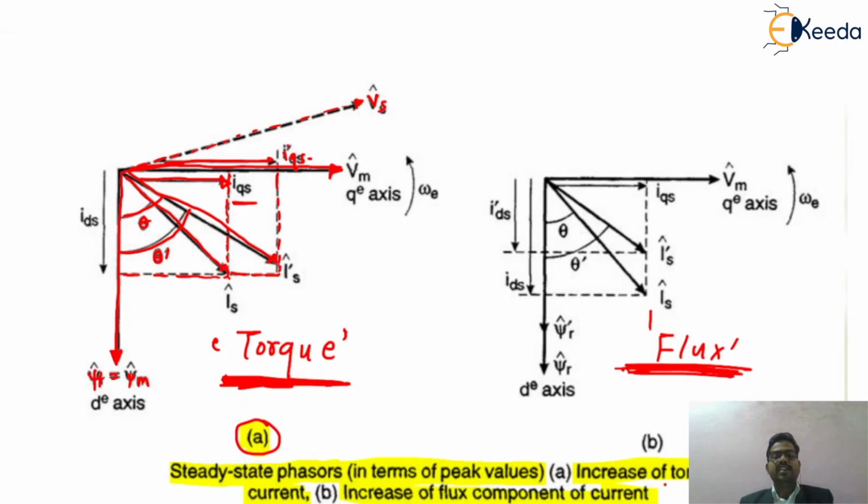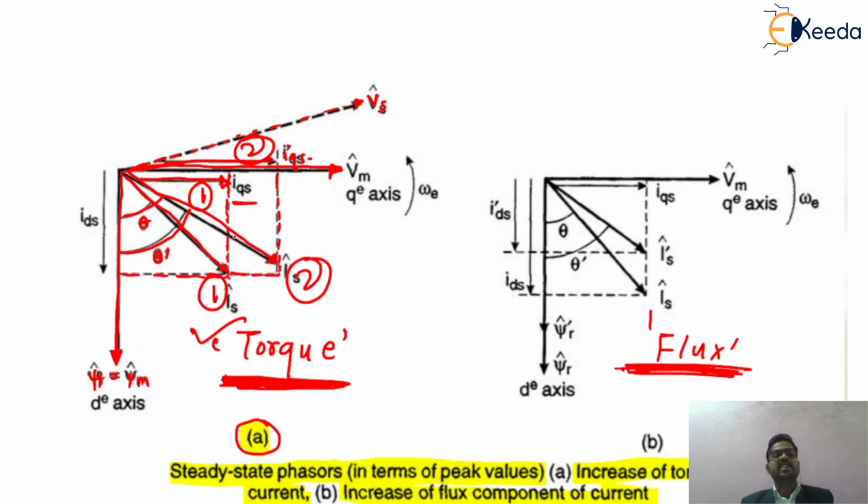So to increase the torque component of your current, you want to increase the value of your IQS. This is called the increasing value of IQS, because this will be the first time and now this will be the second time. So we are getting the first resultant, and we are getting the second resultant. By changing the value of IQS, we can change the value of your torque. So this will be the first concept.